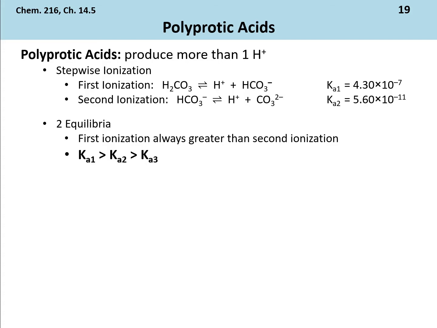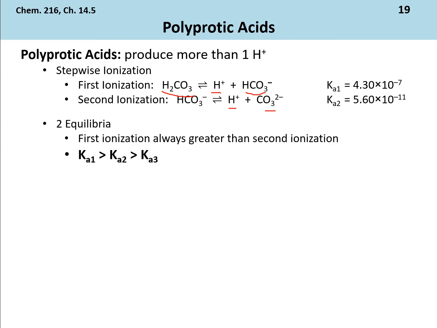So we have polyprotic acids. For instance, H2CO3 loses an H+ and forms HCO3-, and then that loses an H+ to form CO3 2-. These are Ka1, Ka2. Notice Ka1 is much bigger than Ka2. That's always the case, and usually Ka3, when there is one, is smaller.